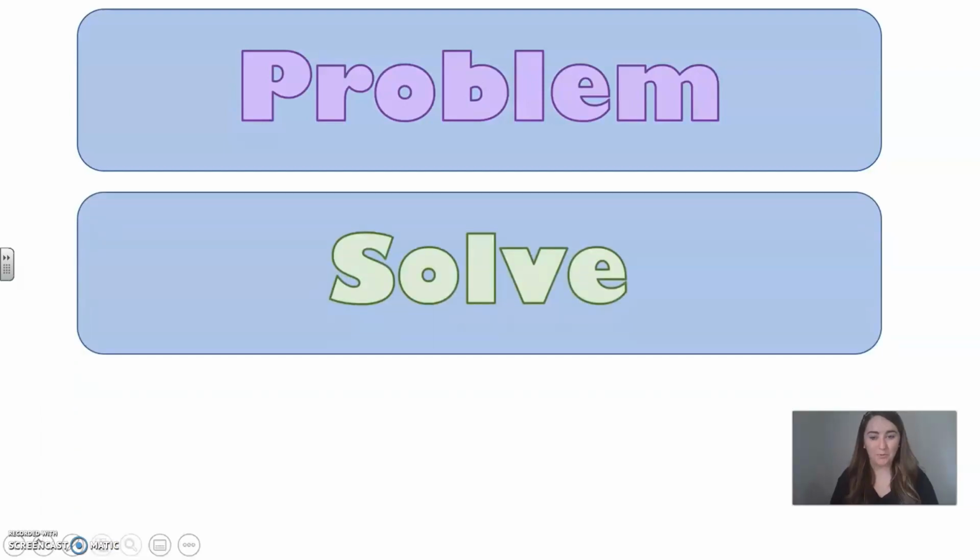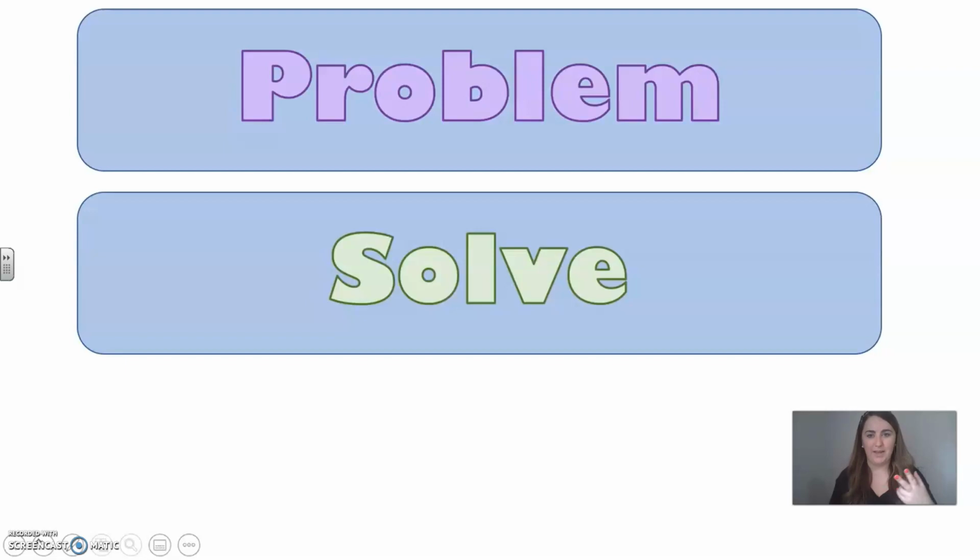S stands for solve. So once you've pulled all your information from your problem, then you're going to solve it. You're going to put it together in an equation. You're either going to add or subtract, and you're going to solve. And once you've solved it, then you need to A.